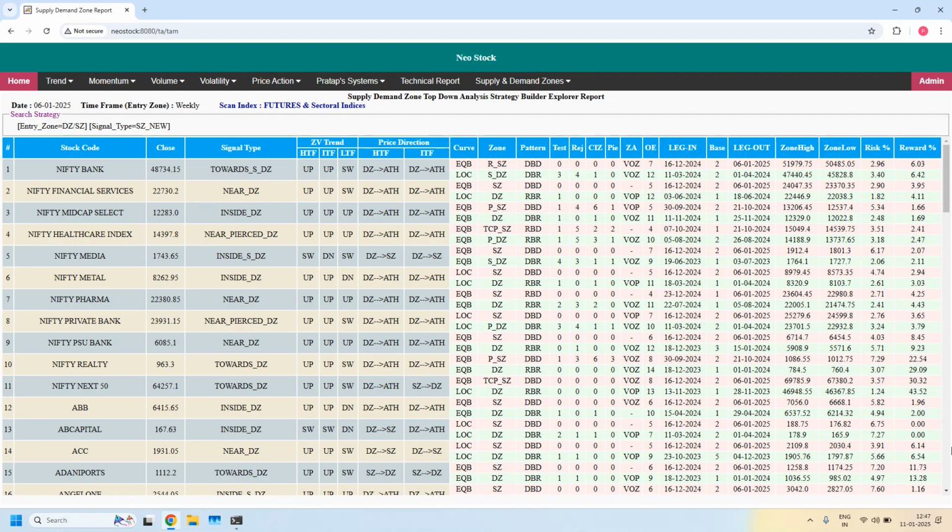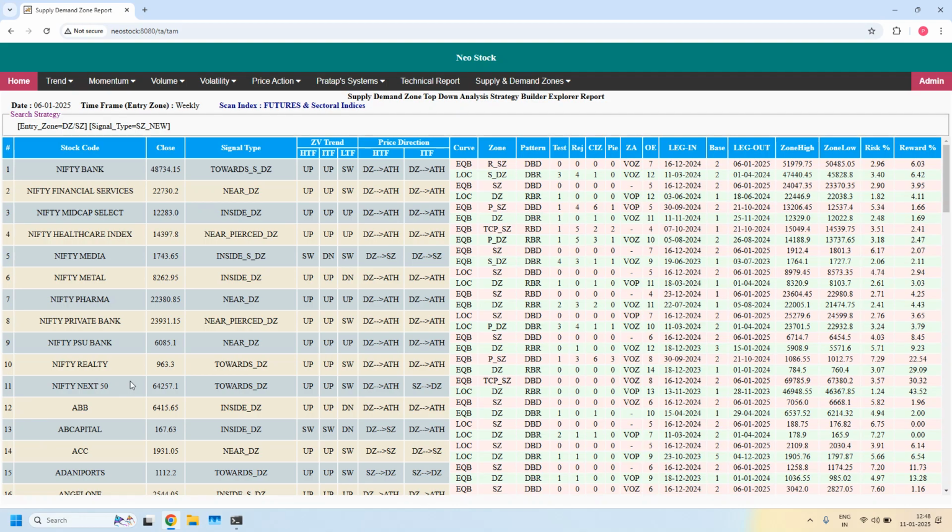Oh my God. So many weekly supply zones created during this week. For 11 indices, weekly supply zones are created. Out of 17 indices, 11 indices: Nifty Bank, Nifty Financial Services, Nifty Mid Cap Select, all three are there in F&O. Next, Nifty Healthcare, Nifty Media, Nifty Metal, Nifty Pharma, Nifty Private Bank, Nifty PSU Bank, Nifty Realty, Nifty Next 50. This is also there in F&O.